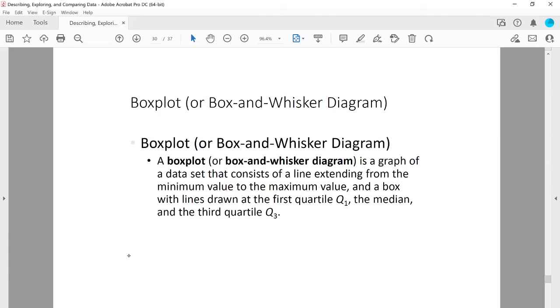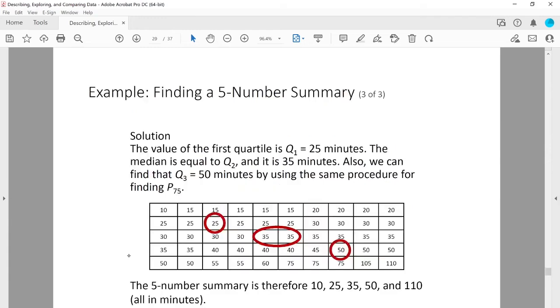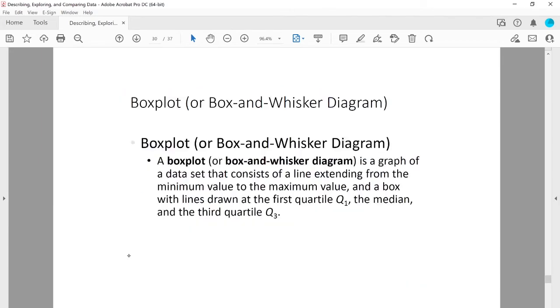So the 5-number summary is these numbers: minimum value, maximum value, Q1, Q2, Q3. By using this 5-number summary, we can draw a graphical representation of the data. That's called a box plot.